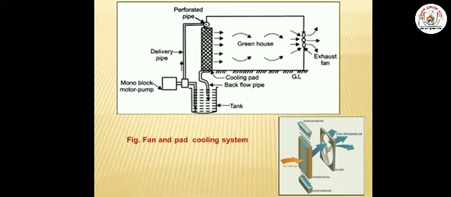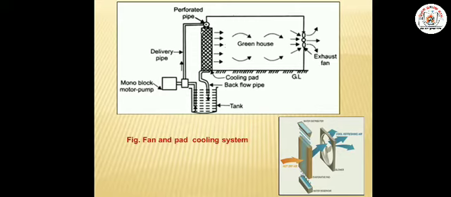At the top of such a cooling pad, an overhead tank is provided. In this diagram also you can see this is the cooling pad. Here the overhead tank or reservoir is provided. And at the bottom of the cooling pad, a water reservoir is also provided for collecting the water falling from this overhead tank into the body of the cooling pad and from the cooling pad into the water reservoir. Okay, what happens during the working of that fan and pad cooling system?